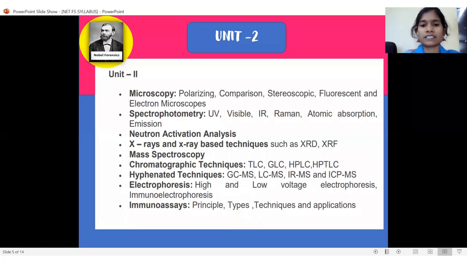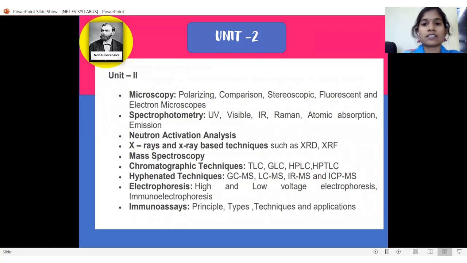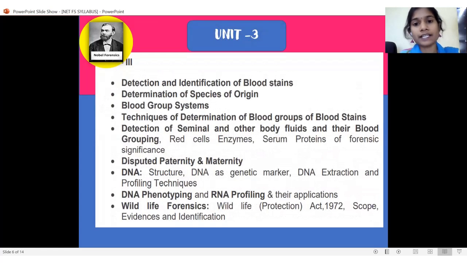Then what about the applications? For example, if we are studying hair, we use NAA, neutron activation analysis, for the elemental profiling of hair. So we learn these applications in those individual units. So applications also come from those units only. But from this unit, it is especially the instruments and their methods, parts, principles. So this is of course the hardest unit, but if you have interest in studying these instruments, you can easily learn them. Then unit 3, it's about serology and also wildlife forensics.